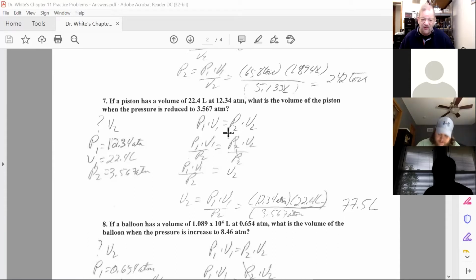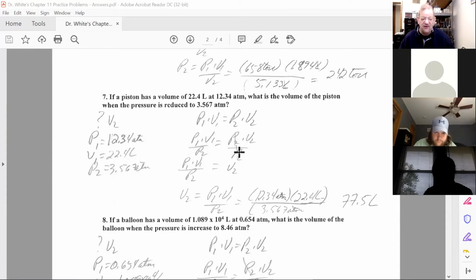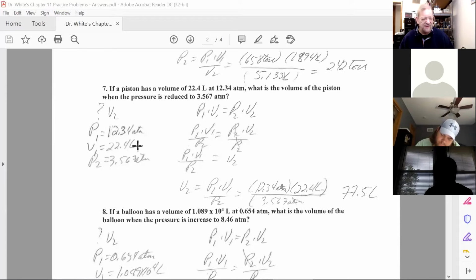And what are we solving for? V2. Well, how do I get rid of P2? You divide by that, because anything divided by itself becomes the number 1, and 1 times V2 is V2. But whatever you do to one side, you have to do to the other. And I did. And then this cancels out. V2 equals this. I rewrite it. And since I took the time to put these units and discover what P1, V1, and P2 are, I can plug them right in.